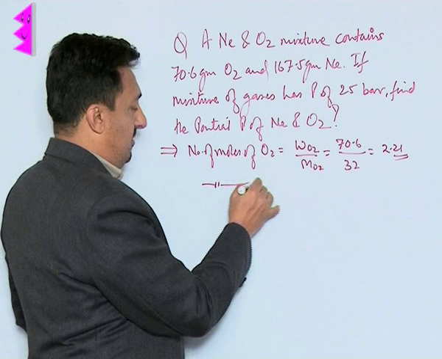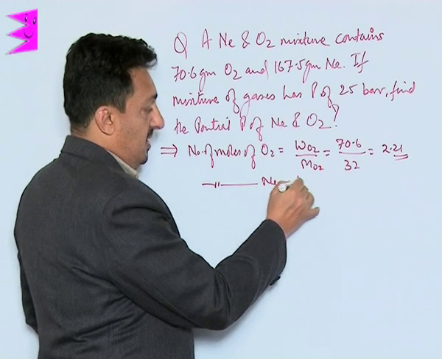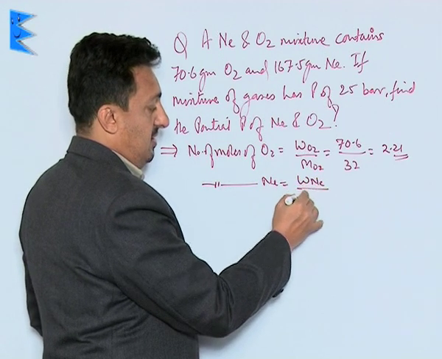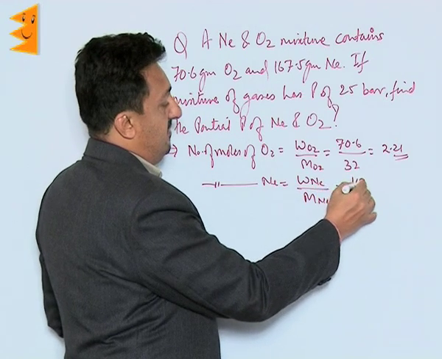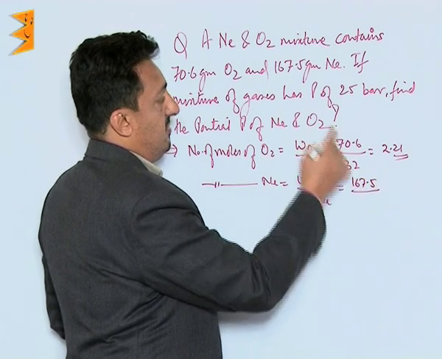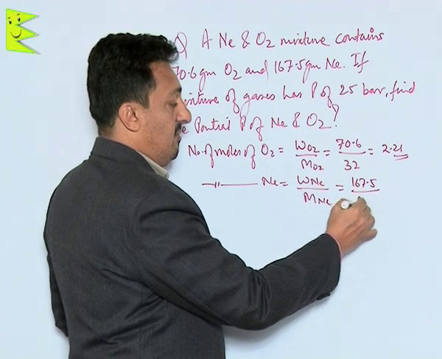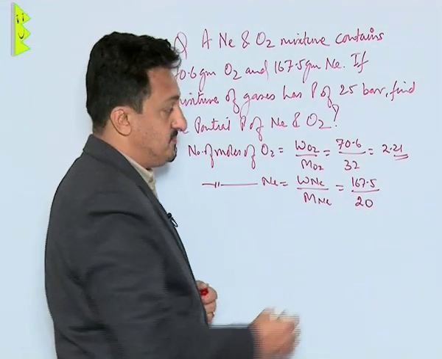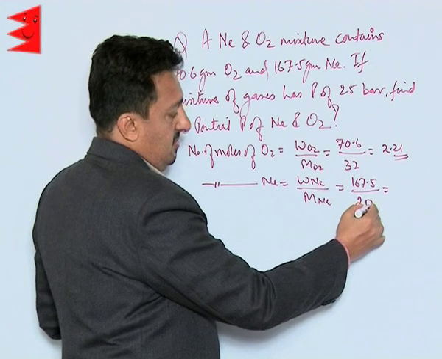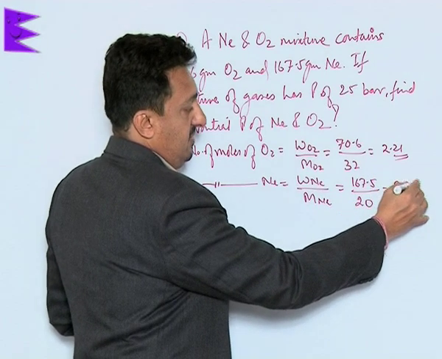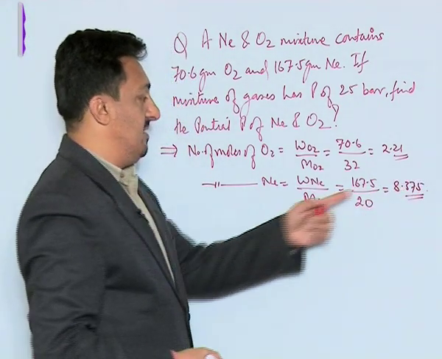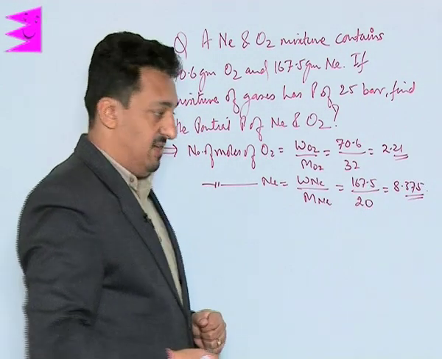Similarly, find out the number of moles of neon, which will be the mass of neon upon the molar mass of neon. It is 167.5 grams is the mass given, and its molar mass is 20 grams per mole. So it will become 8.375. So, these are the number of moles of the two gases we have.